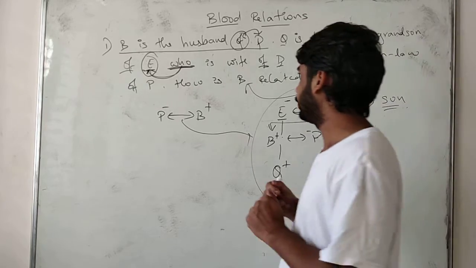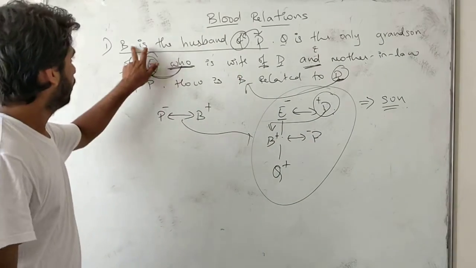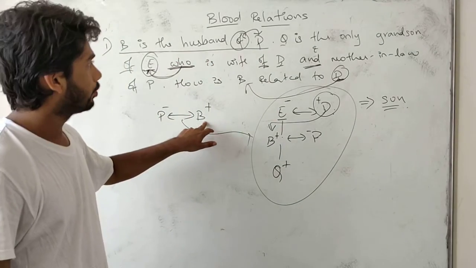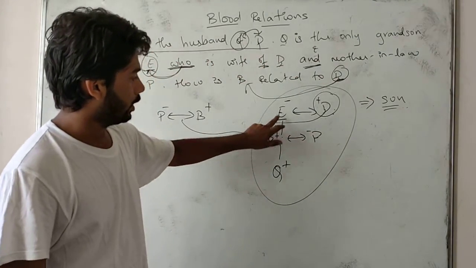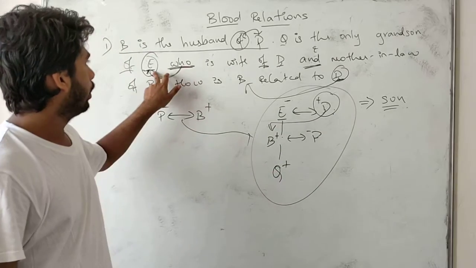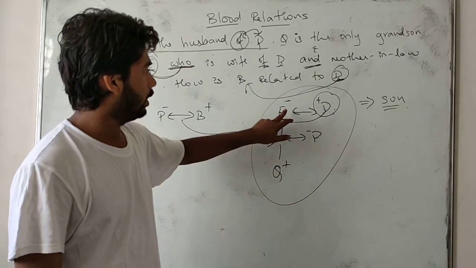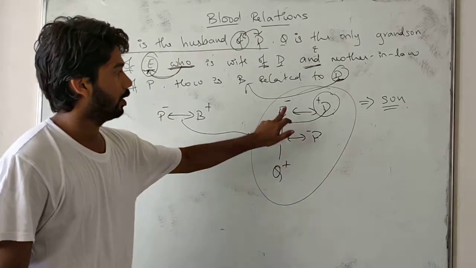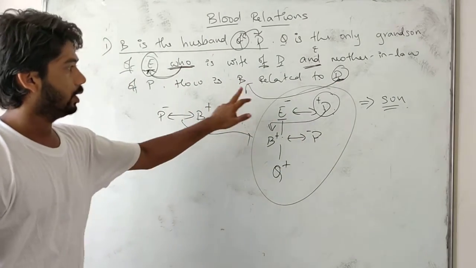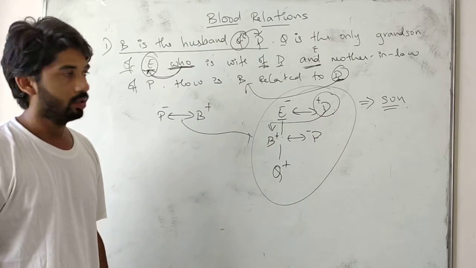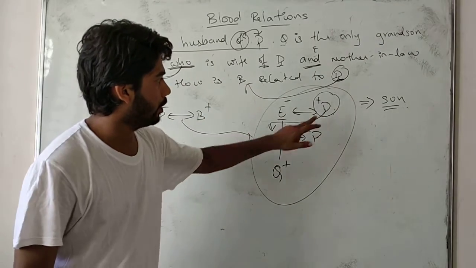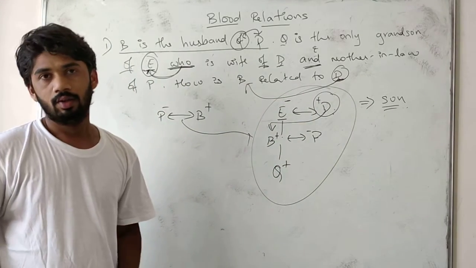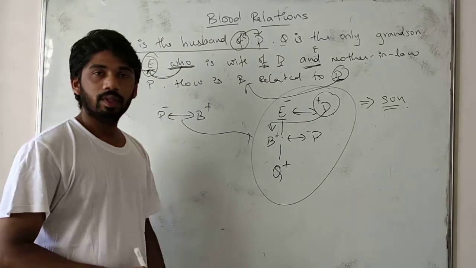Okay, students, got it? One more time I will explain. B is the husband of P, means P's husband is B. Q is the only grandson of E. E is the wife of D. And mother-in-law of P means P's mother-in-law is E. This is the figure we will be getting. Afterwards, B related to D means D to B. What is it? It is son. So the answer will be son.